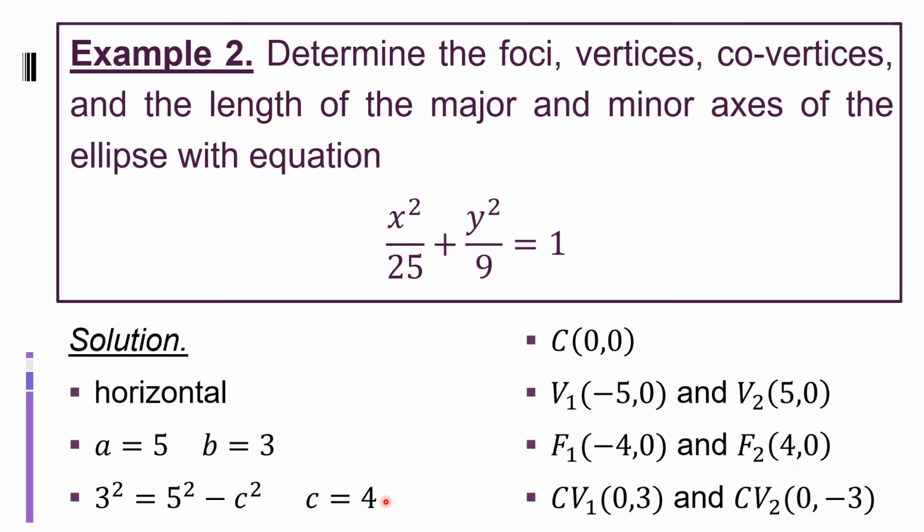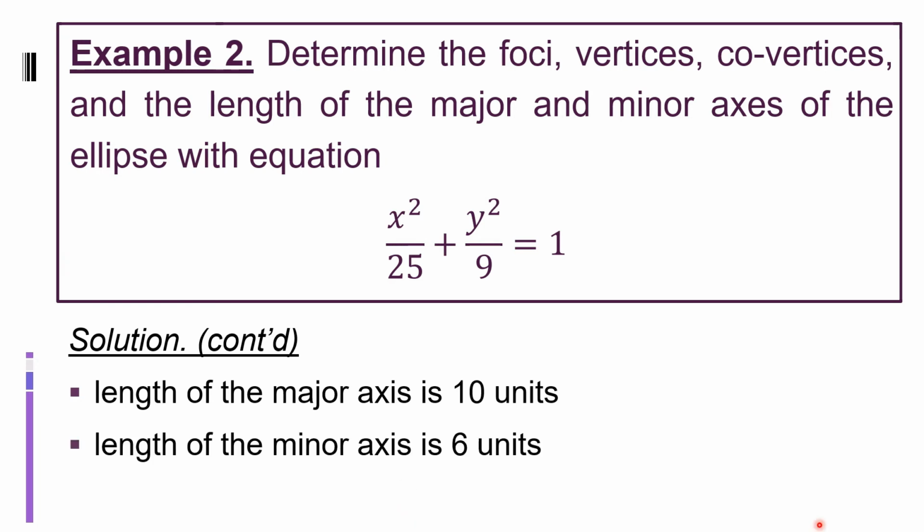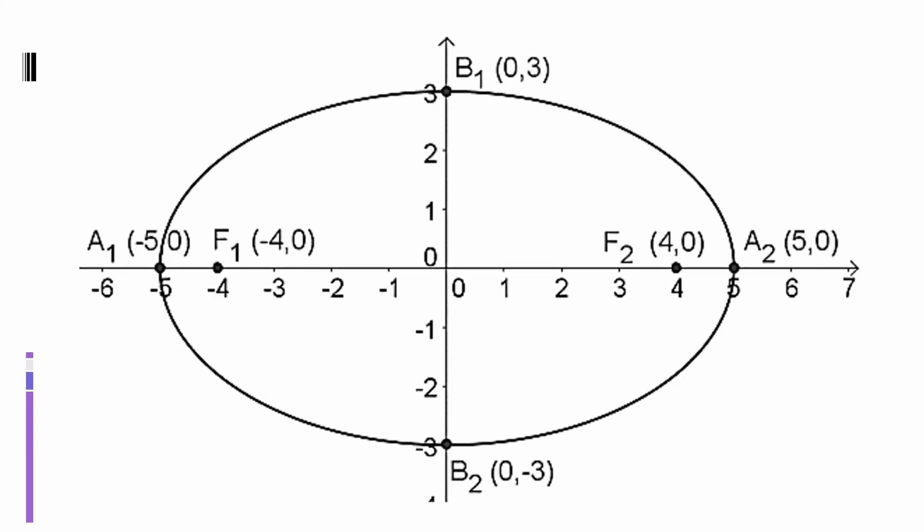And for our co-vertices, doon naman tayo sa y ng center. So, plus or minus 3, we have 0, 3, and 0, negative 3. The length of our major axis is 10 units because our A is 5, so 2A is equal to 10. And the length of the minor axis is 6 units because our B is 3, so 2 times 3 is 6. So, eto yung itsura ng ating ellipse.